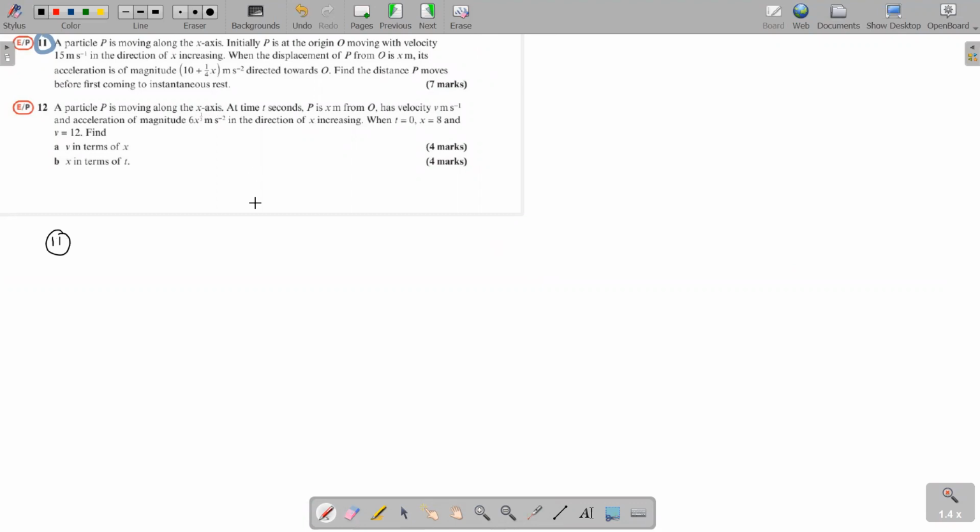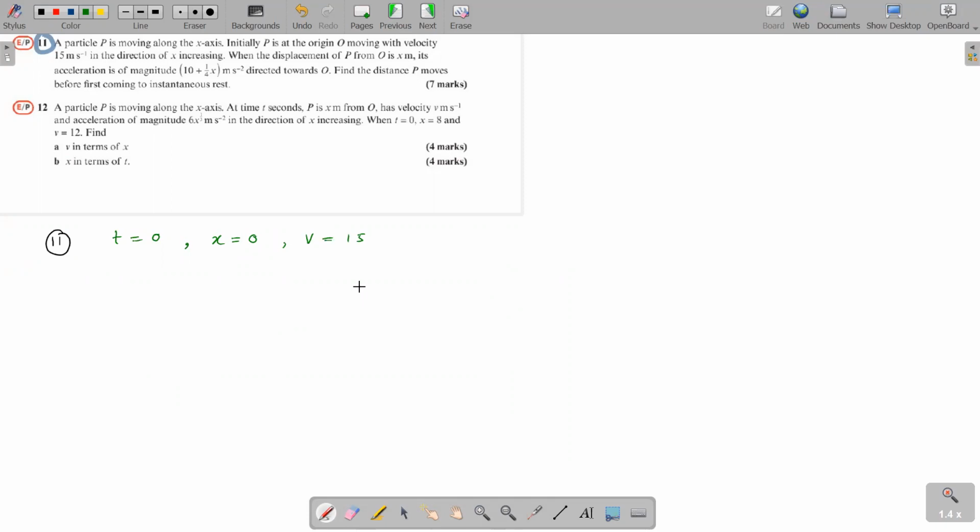A particle P is moving along the x-axis. Initially, P is at the origin O, moving with velocity 15 meters per second in the direction of x increasing. Initially means definitely time is 0. Initially, particle is at the origin means x displacement is 0. And the velocity is 15 meters per second in the direction of x increasing means it's a positive velocity.